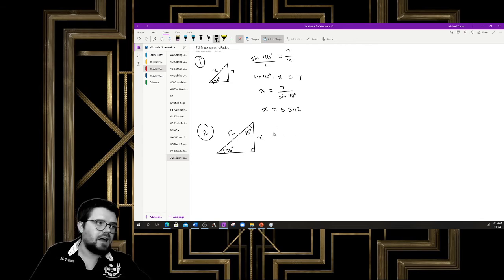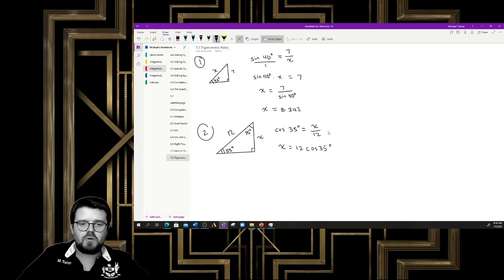So because of that, if I'm using 35 degrees, I would want to use cosine, adjacent and hypotenuse. So cosine of 35 degrees is equal to the adjacent side, x, over the hypotenuse, which is 12. To solve for x then, I'm going to multiply 12 on both sides, which would give me 12 cosine of 35 degrees.